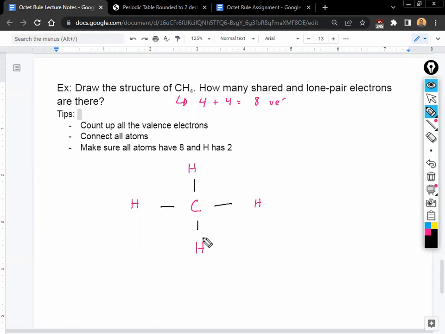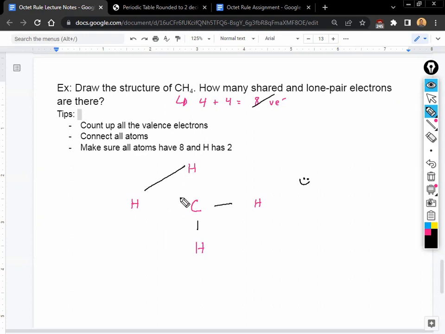So everybody connects to hydrogen or carbon because the H's can't connect to each other. And if you guys notice, we used up all of the electrons. There's 2, 4, 6, 8. So now we have 0 and everybody's happy. And that's it.